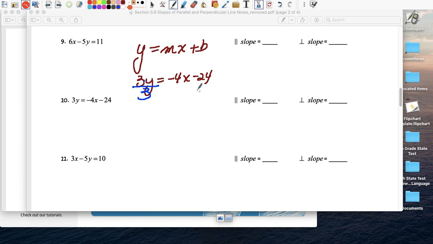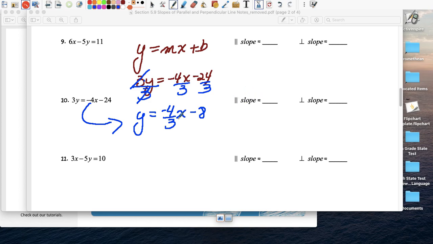Divide by 3. We're going to divide everything on the other side by 3. 3 divided by 3 is 1. I'm left with y. On the other side, negative 4 divided by 3. Let me just leave it at that. Negative 4 over 3 x. And then minus 24, negative 24 divided by 3 is just negative 8. So there. This becomes that. It means the same thing. Now that I know what that is, I know what the slope is, I know what the y-intercept.